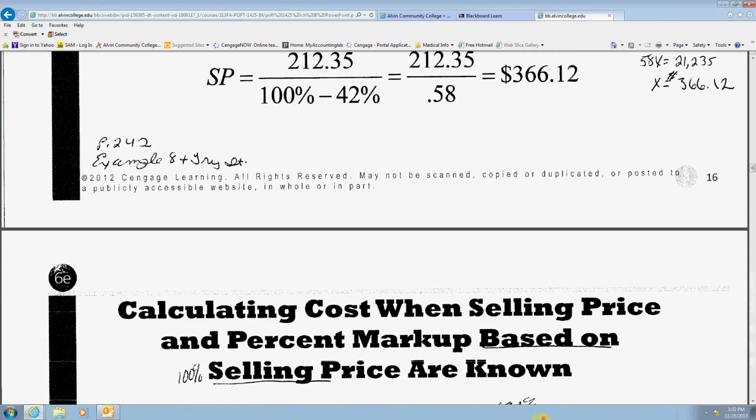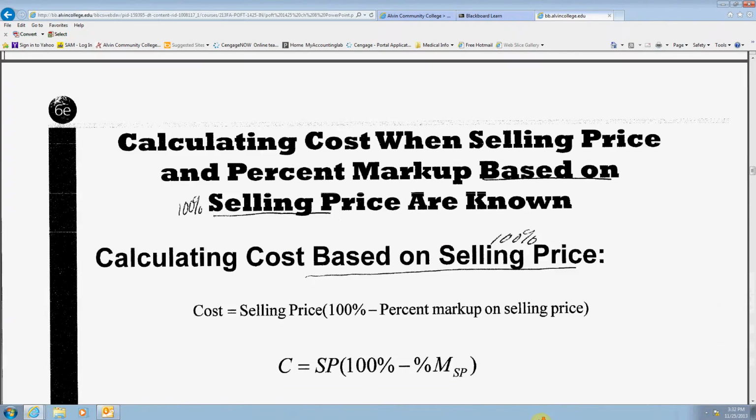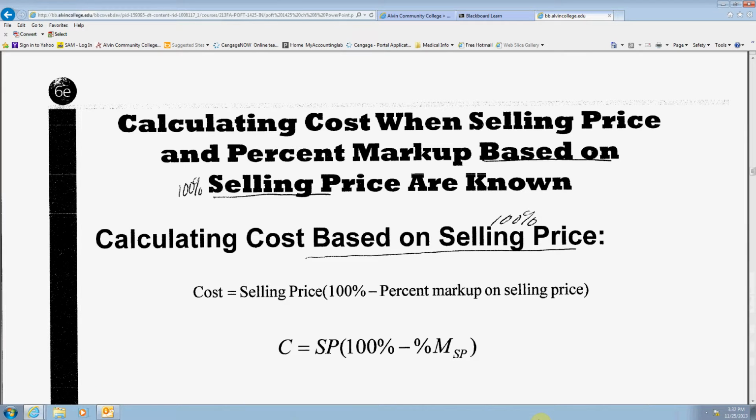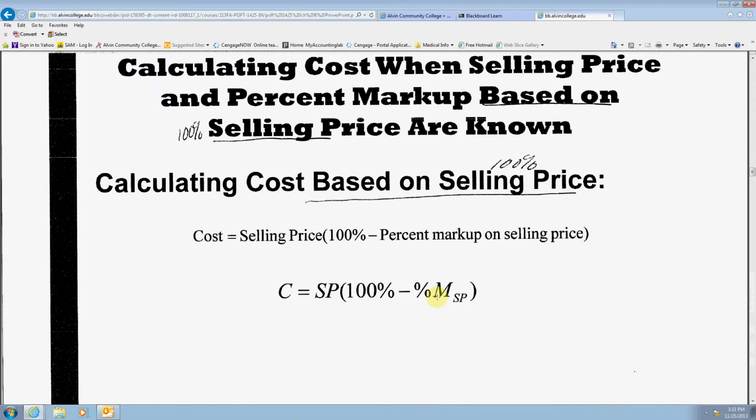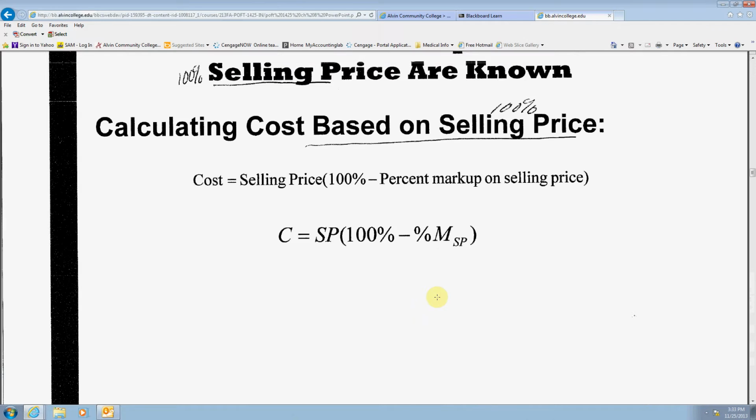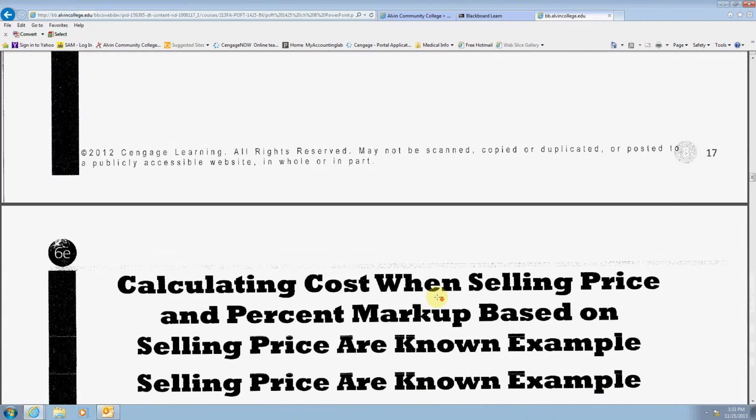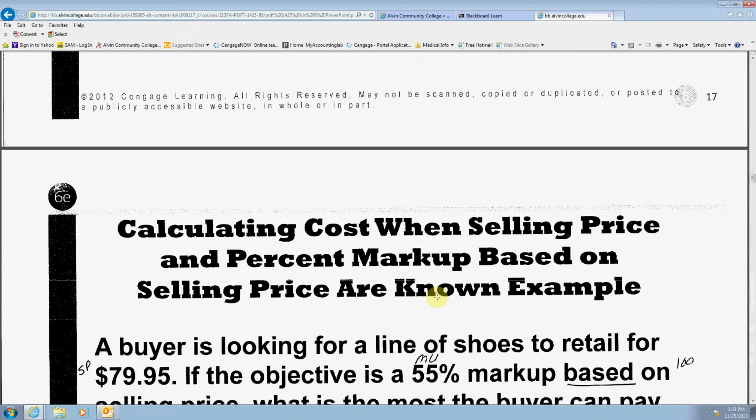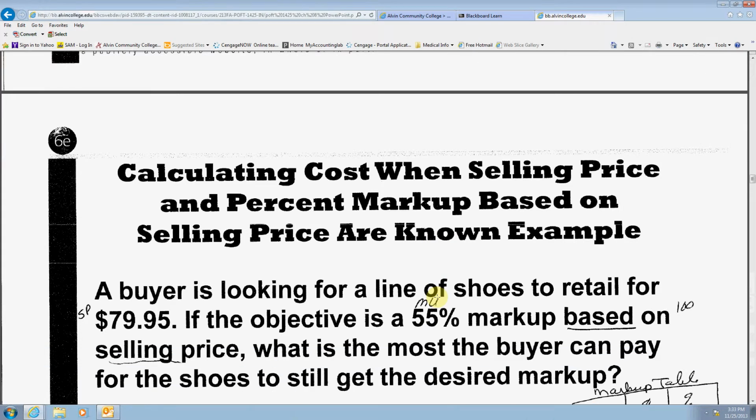At the bottom of page 242, calculating cost when selling price and percent markup based on selling price are known. So we're calculating the cost based on the selling price. The formula is selling price times 100% minus percent markup on selling price. We'll use this formula to calculate the cost when selling price and percent markup based on selling price are known.